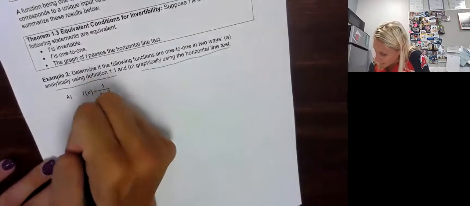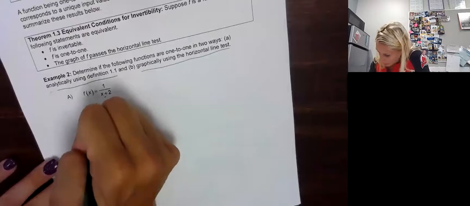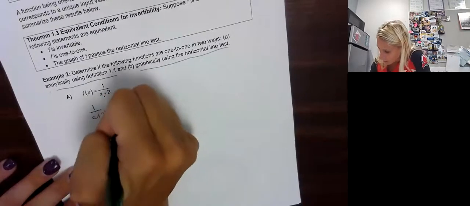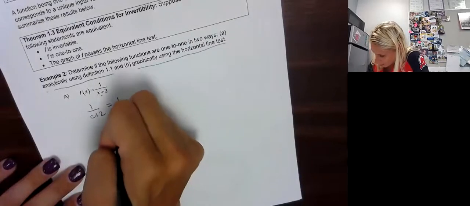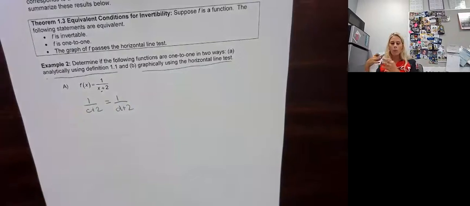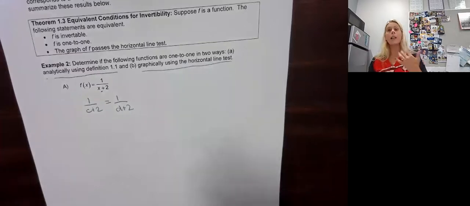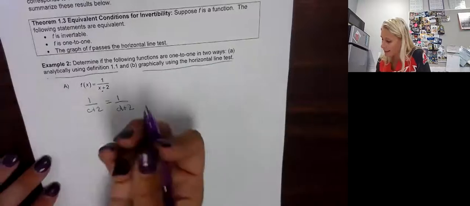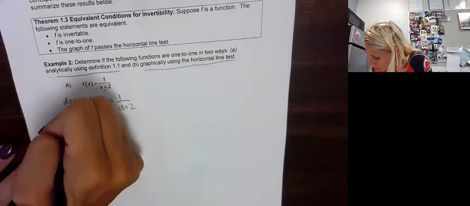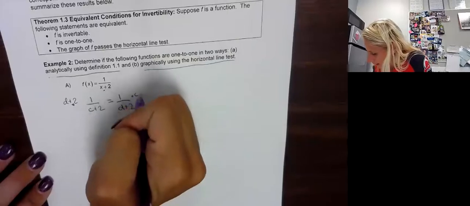So here's our function. So on one side, I'm going to plug in c, and we're going to see if that equals the function at d plus 2. All right, so now we have to solve. And remember, we're wanting that in the end, it comes out that c equals d, right? All right, how do you get rid of fractions? Well, you multiply by the denominator. So on this side, I'm going to multiply by d plus 2. And on this side, I'm multiplying by c plus 2.